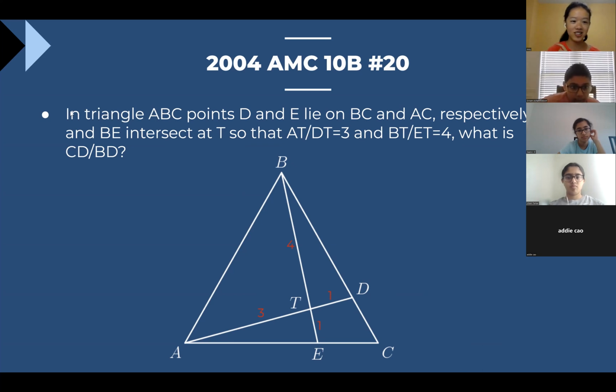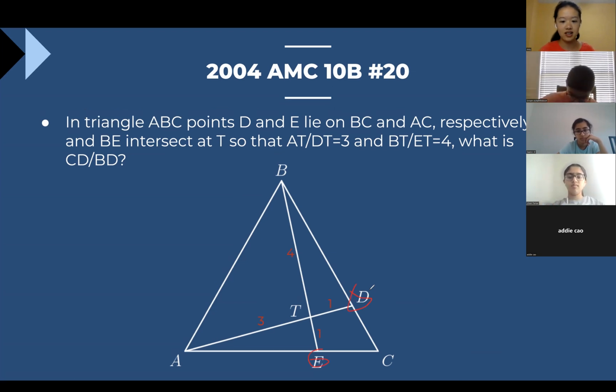So okay, in triangle ABC, points D and E lie on BC and AD. If AD and BE intersect at T, so that the ratio of AT to DT is 3, and BT to ET is 4, then what is CD to BD?